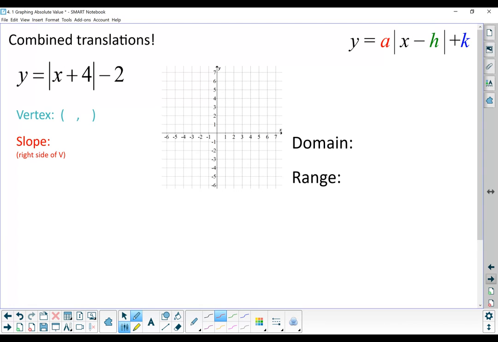So y equals the absolute value of x plus 4 minus 2. So if we thought about the vertex of this function, and at first this is tricky for sure, but you will get the hang of it. The vertex comes from these two numbers.